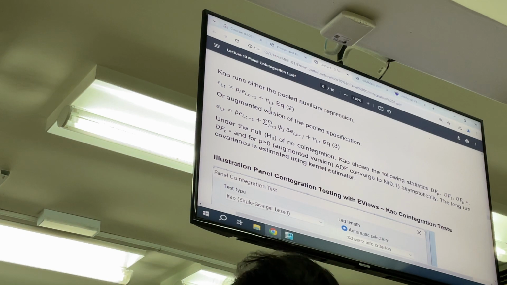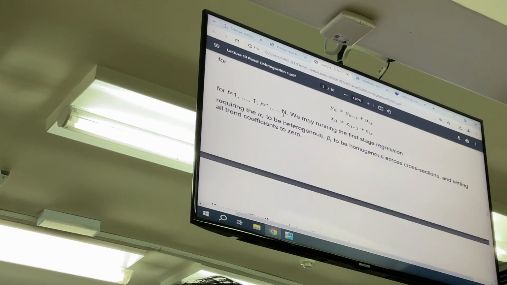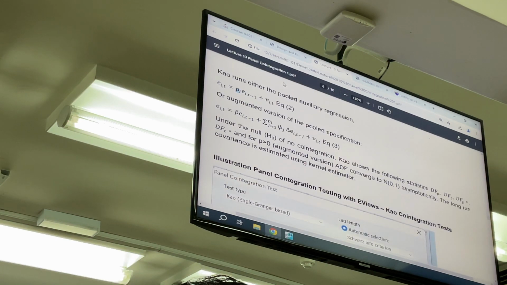So what does the Gao do? The Gao runs either the pooled auxiliary regression, so the residual against the lag of the residual in a panel setting, and tests the root here. So these equations, this residual, right? And also the augmented version, where again you have the changes for the lag of this residual.